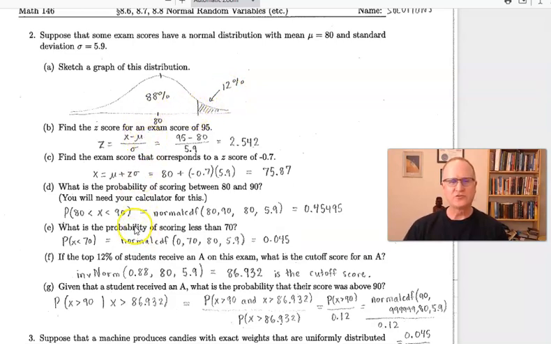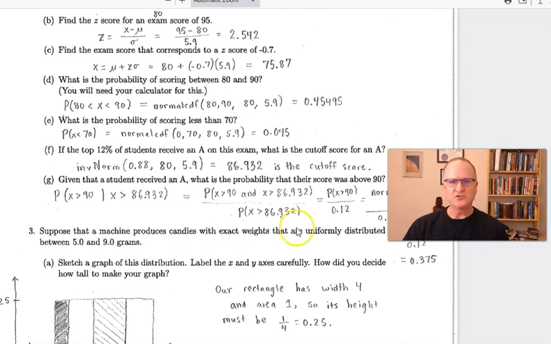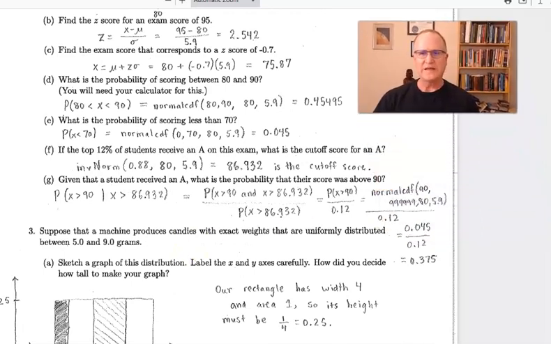Most of these calculations are pretty straightforward with the TI-84. You'll see the commands listed in the entries, but it's part G that tends to give people a harder time. If we go down to part G: Given that a student received an A, what is the probability that their score was above 90?